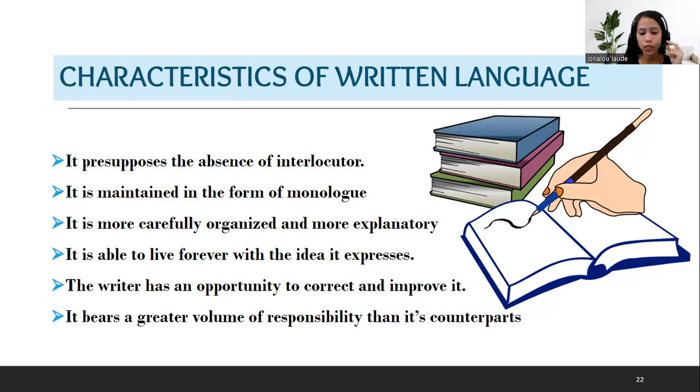Unlike in spoken language, we can't keep our stories because, as I've said earlier, spoken language is spontaneous and momentary. Okay, so it easily vanishes. Our spoken stories easily disappear. Unlike written language, we have personal records, letters, and books, for example, that we can read, and the information we can read again. So that's why written language is able to live forever with the idea it expresses.